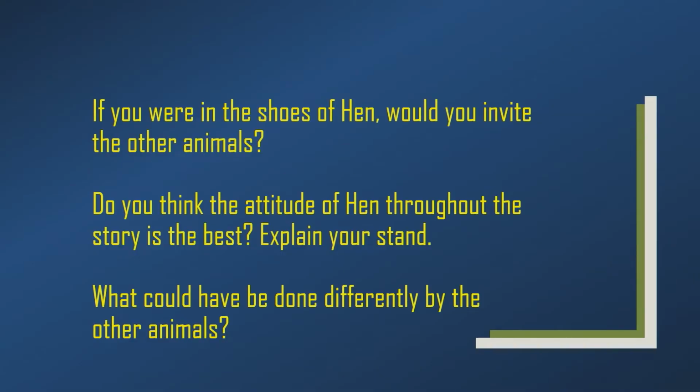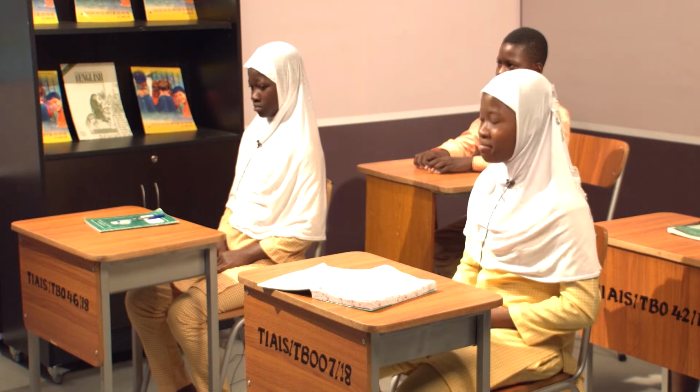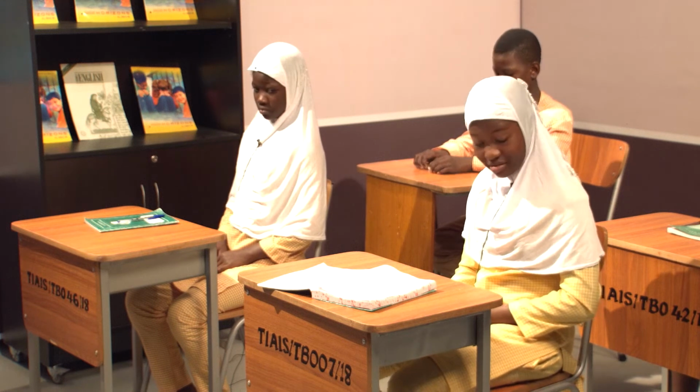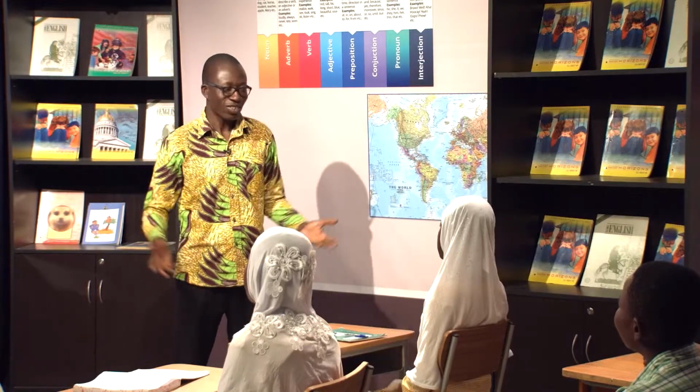What could have been done differently by them? Yes. What do you think they could have done differently? Yeah, Moise. They should have helped him. Fine. Yes? They could have also cooked. If they wouldn't help him, they should also do what? Cook. Good. Yes? They should have helped him to cook.